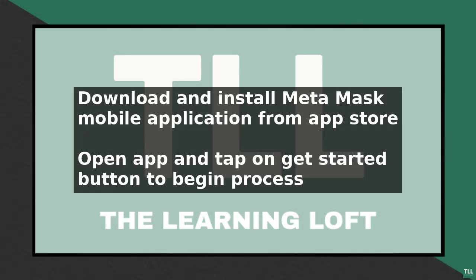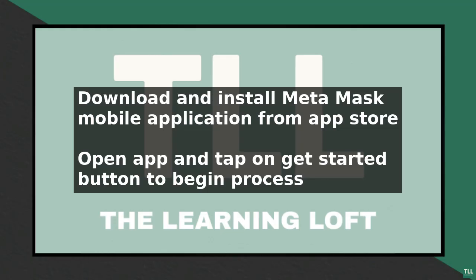To import a MetaMask account on mobile, start by downloading and installing the MetaMask mobile application from the App Store. Once installed, open the app and tap on the Get Started button. You will be presented with two options: create a new wallet or import an existing wallet. Choose the import option to proceed with importing your existing MetaMask account.